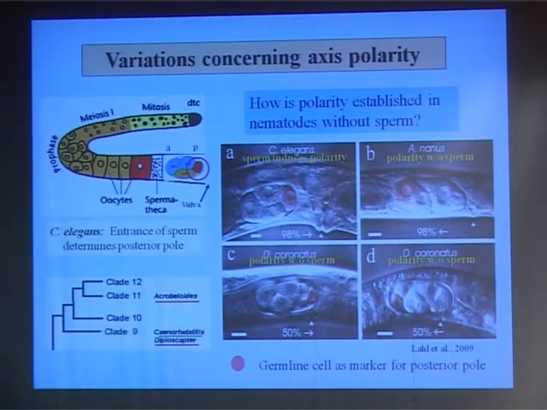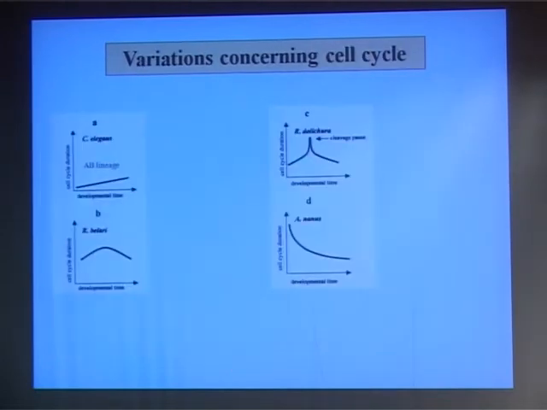So you see that first of all, polarity can be established without a sperm, and second, there are different ways how that can be achieved, either in a fixed way or in a random fashion. Okay, let's go on and look at cell cycles.